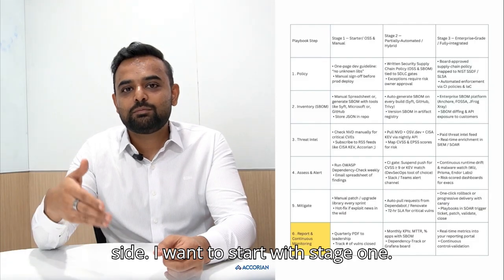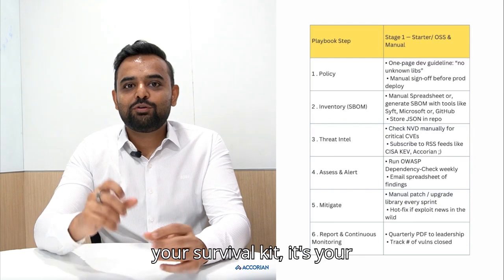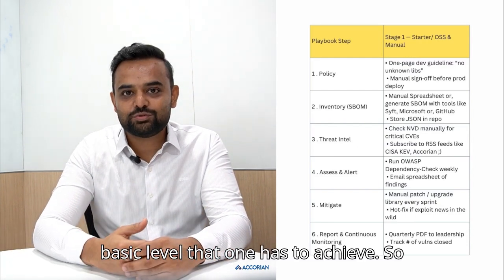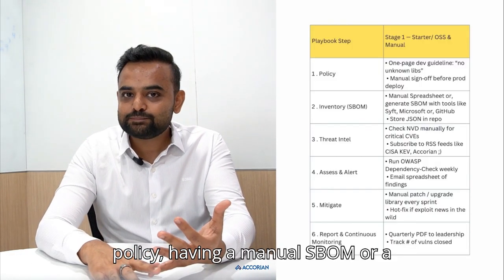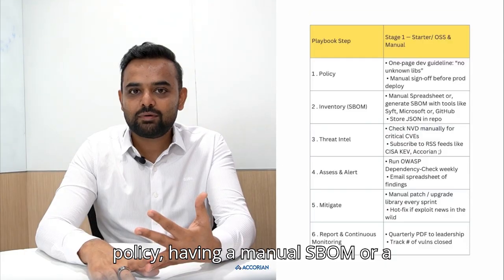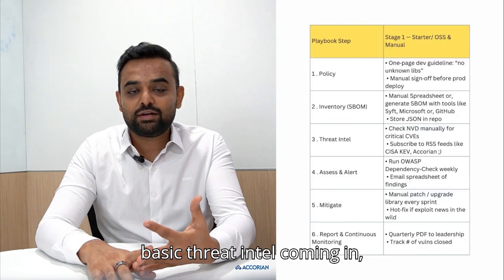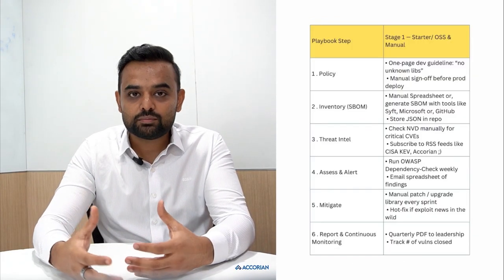I want to start with stage 1, right, which I want to call starter, right? It's your survival kit, it's your basic level that one has to achieve. So what does this look like? It's a simple policy, having a manual SBOM or a software bill of materials, having basic threat intel coming in, and some level of reporting that you do.